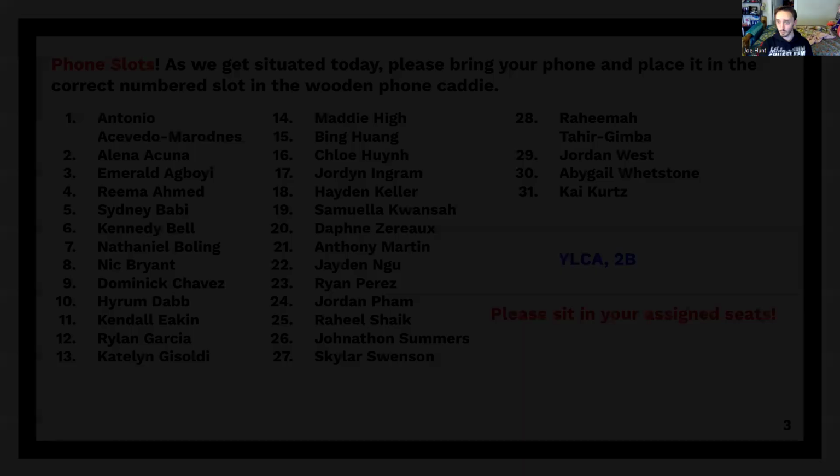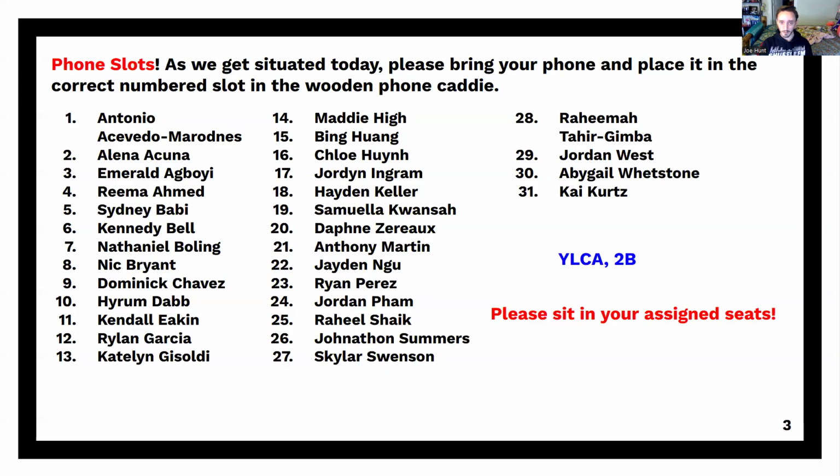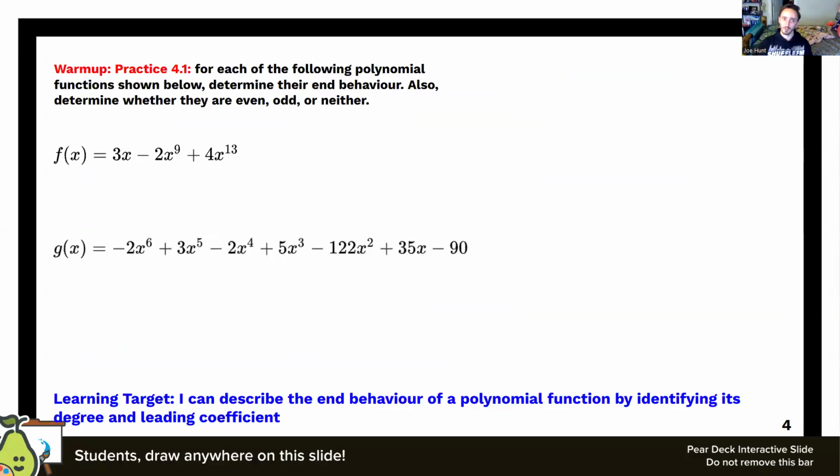Other than that, we'll get rolling here with our warm-up in just a moment, where I want to talk a little bit more about a couple examples from the practice in 4.1. For 4.1, we have two functions, f of x and g of x. We are trying to determine two things. We're trying to understand the end behavior of the function, so what is it doing as we go way to the edges of the graph on the left and the right? But we're also trying to figure out what kind of symmetries they might exhibit, so whether they are even, odd, or neither, perhaps.